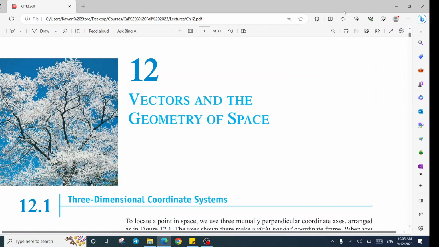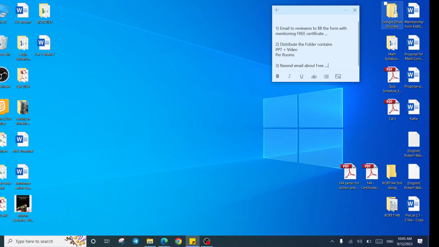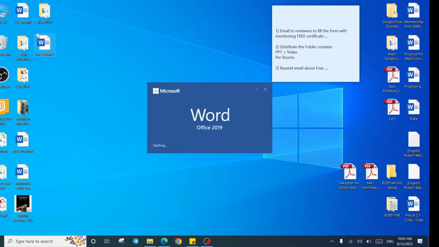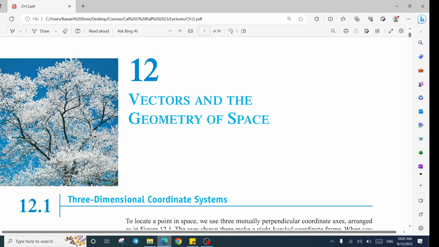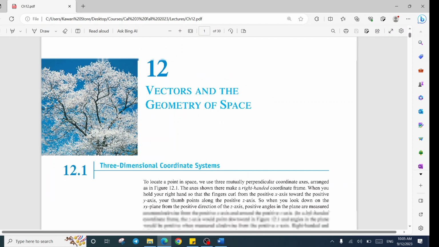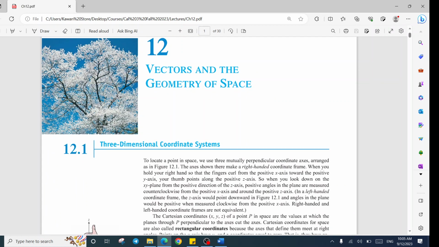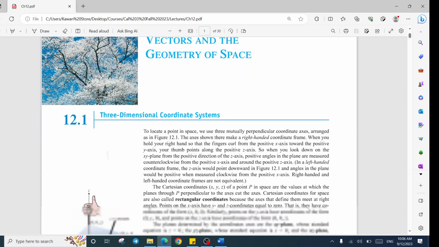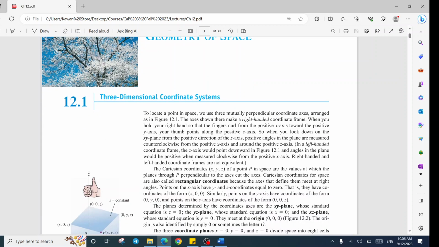Welcome back again. Today we are going to talk about three dimensions that we mentioned here. You can see from the picture that we have such geometry vectors in the geometry space, which means that we are in three dimensions. Section 12.1 was the first chapter for advanced calculus. We are going to talk about three-dimensional things.